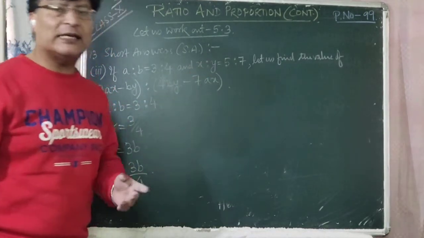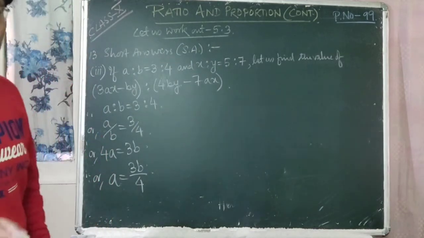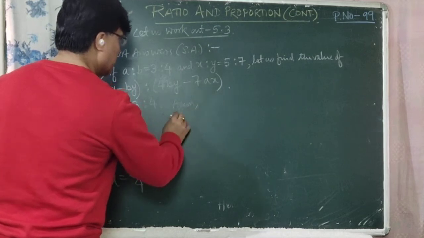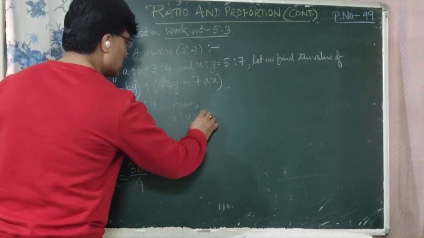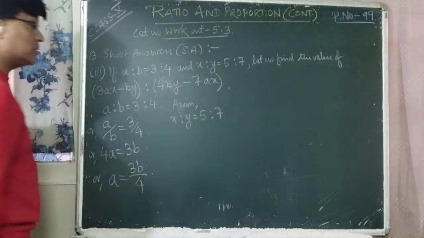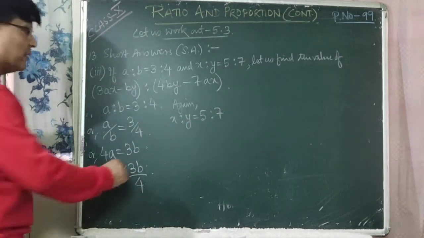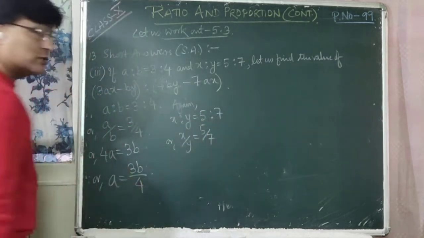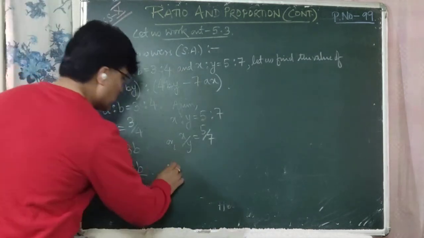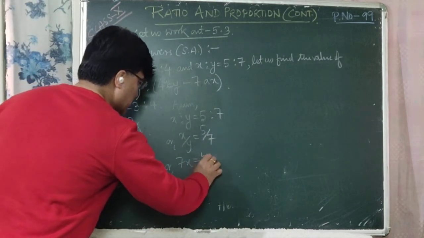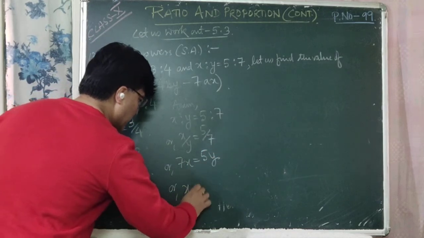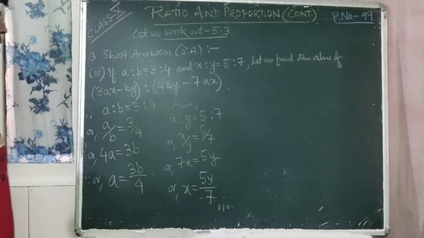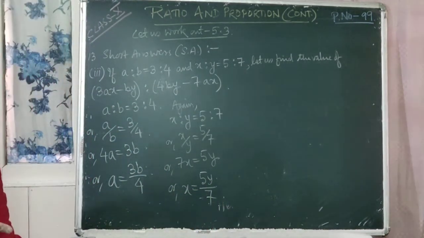Similarly, from the second given ratio, you can get the value for either x or y, right? So again, x is to y is equal to 5 is to 7, or this is x upon y is equal to 5 upon 7. You can write it in terms of fraction. Now cross multiply. 7x is equal to 5y, so x is equal to 5y upon 7. So x is equal to 5y divided by 7.